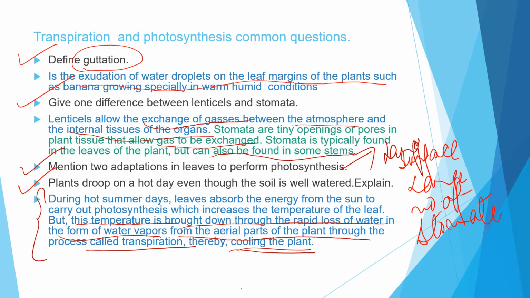So you can break it into different points and write that due to transpiration or the loss of water, to keep the plant cool, or for the cooling effect, this drooping of the plants is happening as the plant is absorbing more energy from the sun to carry out photosynthesis. So is it clear? Now let us move on to the next question.